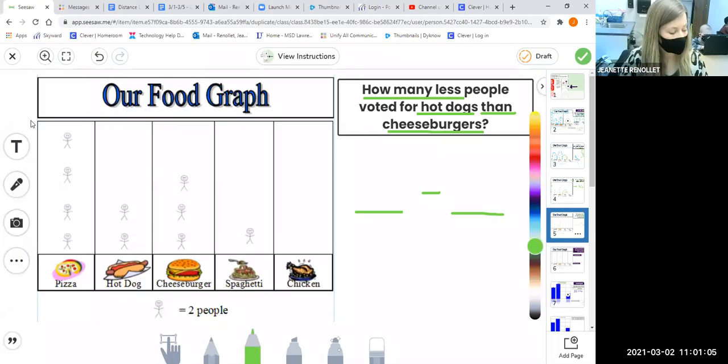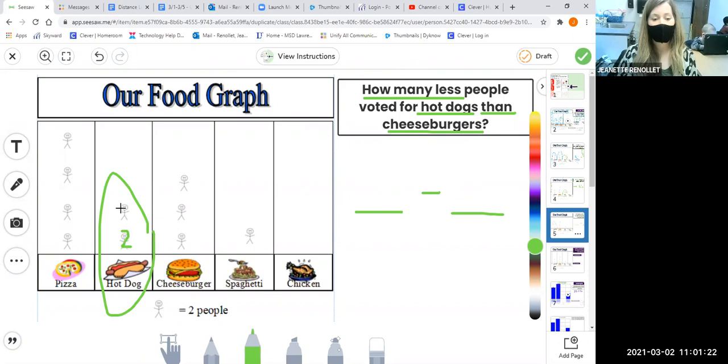You have now had time to look at slide number 5. Let's go over slide number 5 together. How many less and than means we're comparing. We can subtract to find the difference. How many voted for hot dogs? If I skip count by 2s, I see it is 4 people who voted for hot dogs. Cheeseburgers is our next category. If I skip count by 2s, I see that there are 6 people who voted for cheeseburger.